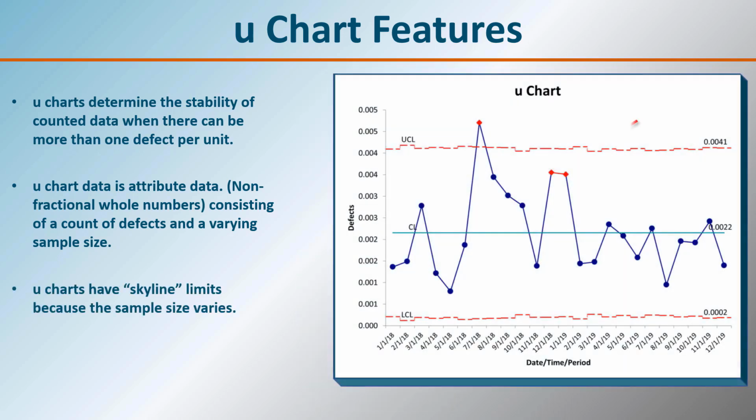Notice that the upper and lower control limits of a U-chart are not flat lines. This is because the sample size in the data varies. We call these varying upper and lower control limits skyline limits. Skyline limits are unique to the P-chart and the U-chart. If your sample size did not vary, your upper and lower control limits would appear flat.